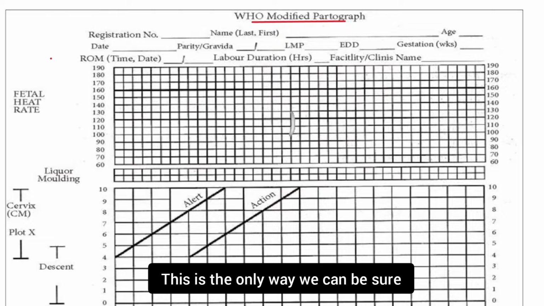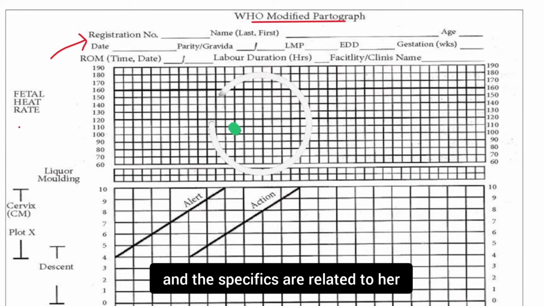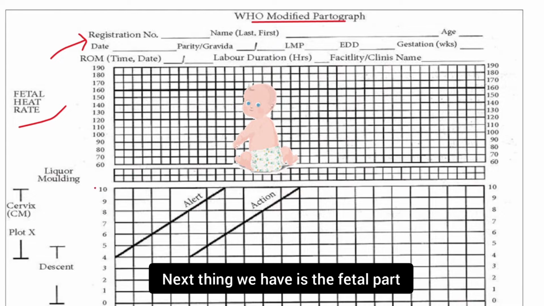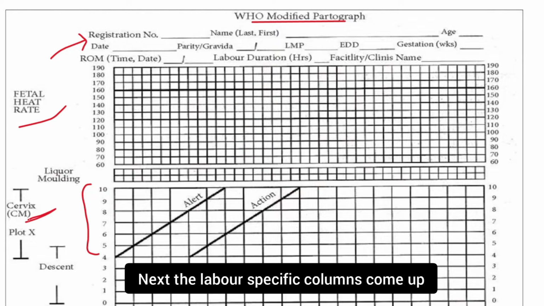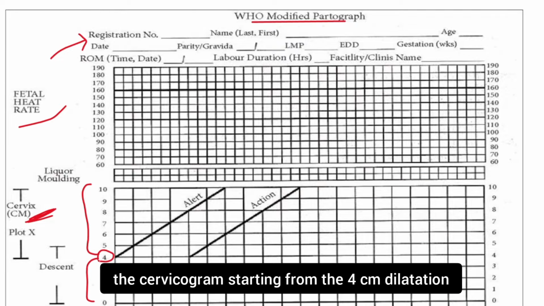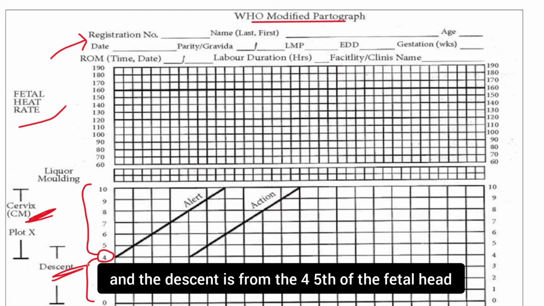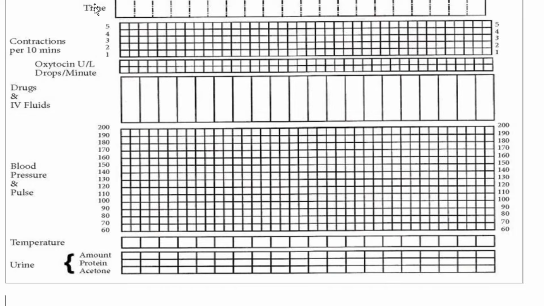This is the only way we can be sure that we are monitoring the right patient and the specifics are related to her. Next thing we have is the fetal part: the fetal heart rate, the liquor, the molding. Next, the labor specific columns come up, that is the cervicogram and the fetal head descent, both starting from 4 centimeters. The cervicogram starts from 4 centimeter dilatation, and the descent is from 4/5 of the fetal head that is palpable abdominally.